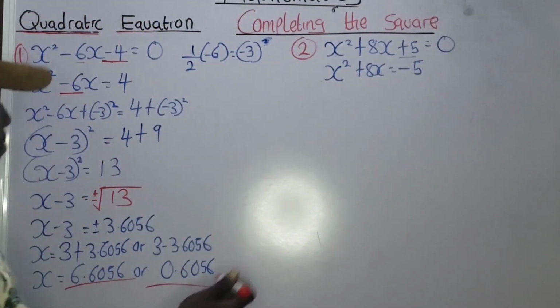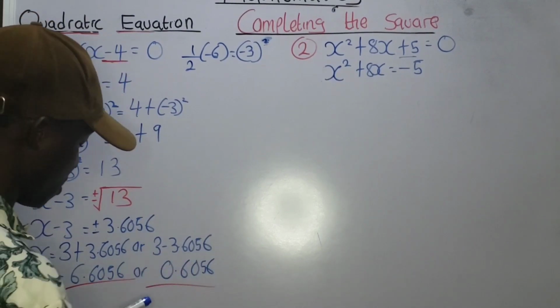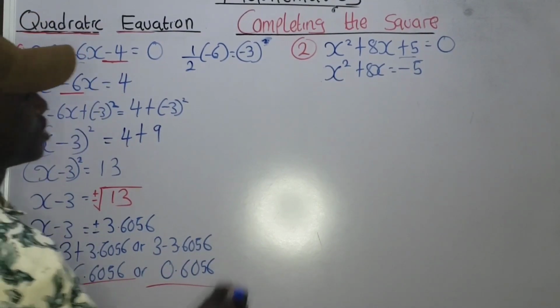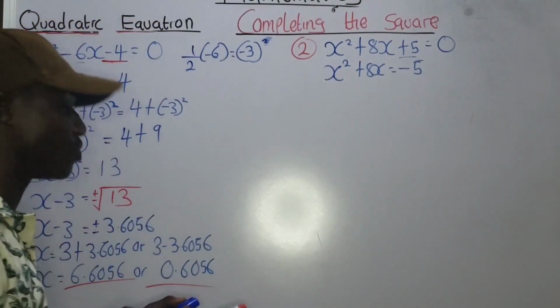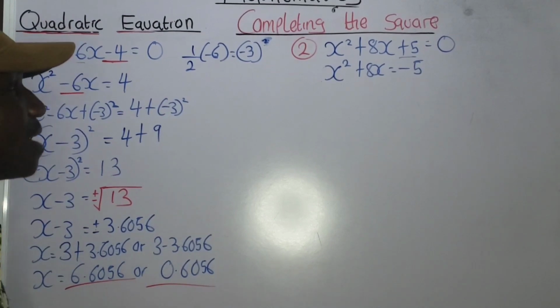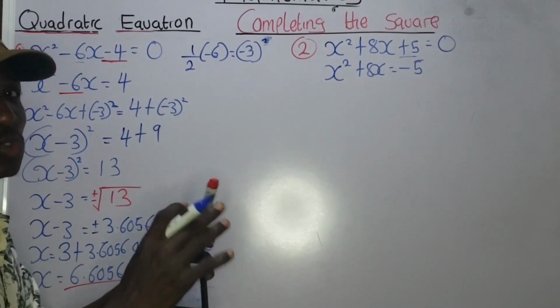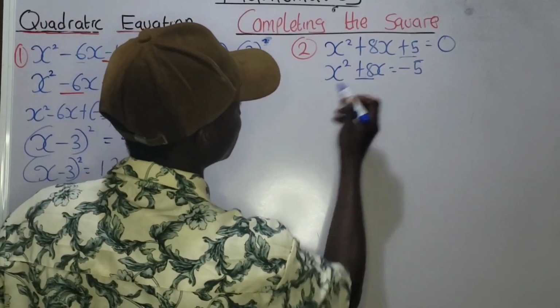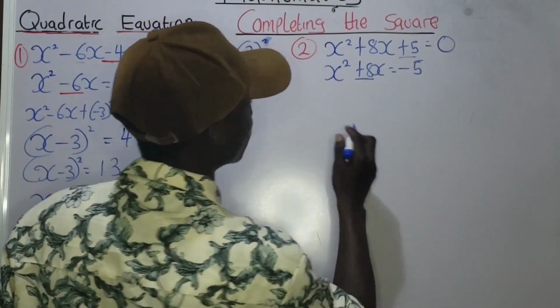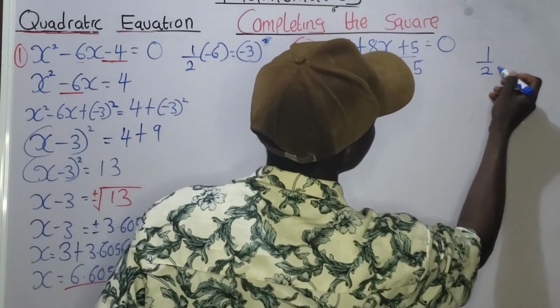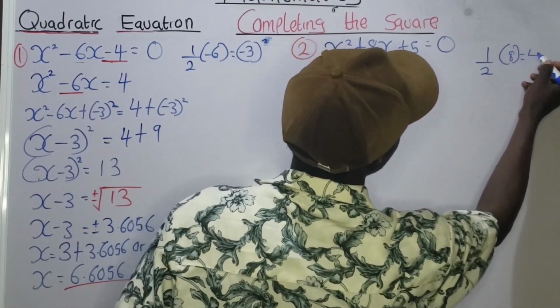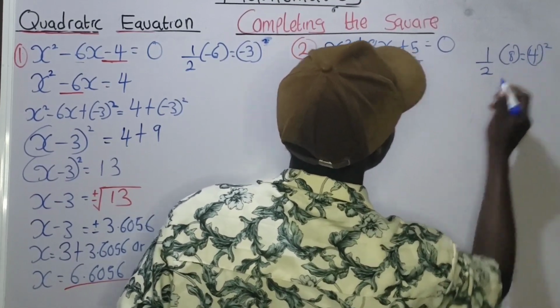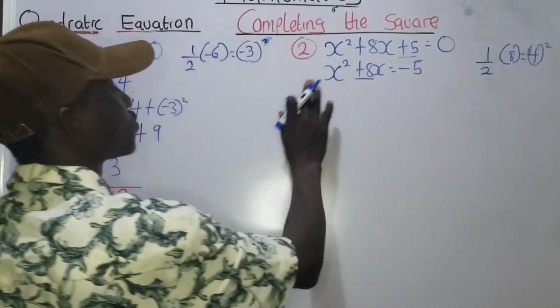Now let us proceed. The next step now is that we have to take half of the second term, then square it. After squaring it, we are going to add it to both sides of the equation. This is the second term. You understand? Half of the second term means I'm going to have half of 8. That is 4. So I'm going to square 4. It is this square that I'm going to add to both sides of the equation.